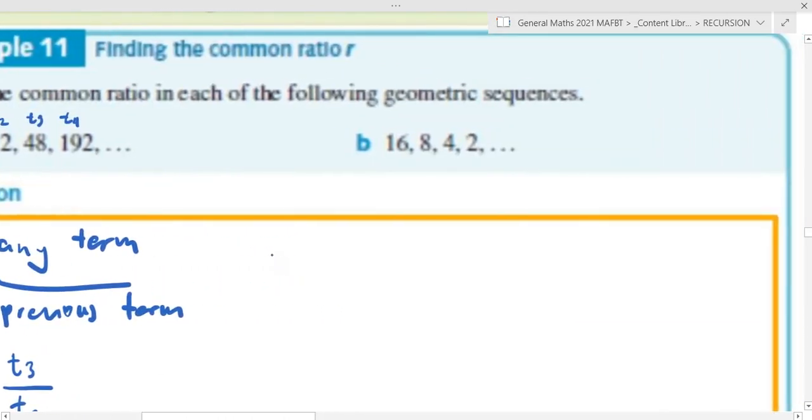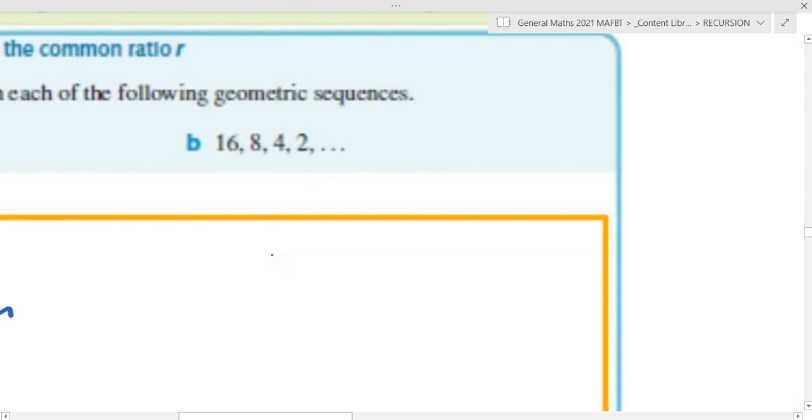Right, and then this one here. I was about to say shh, but that's next door.